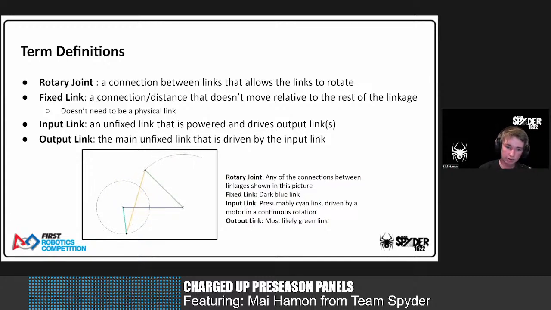In our linkage diagram here, the rotary joints are any of the points or x's that are shown because they offer relative rotational movement. The fixed link is the dark blue link, the input link is the cyan link, and the output link is the green link. And again, we do not really care about the intermediary orange link in these types of linkages. We're only interested in the motion of the green link.